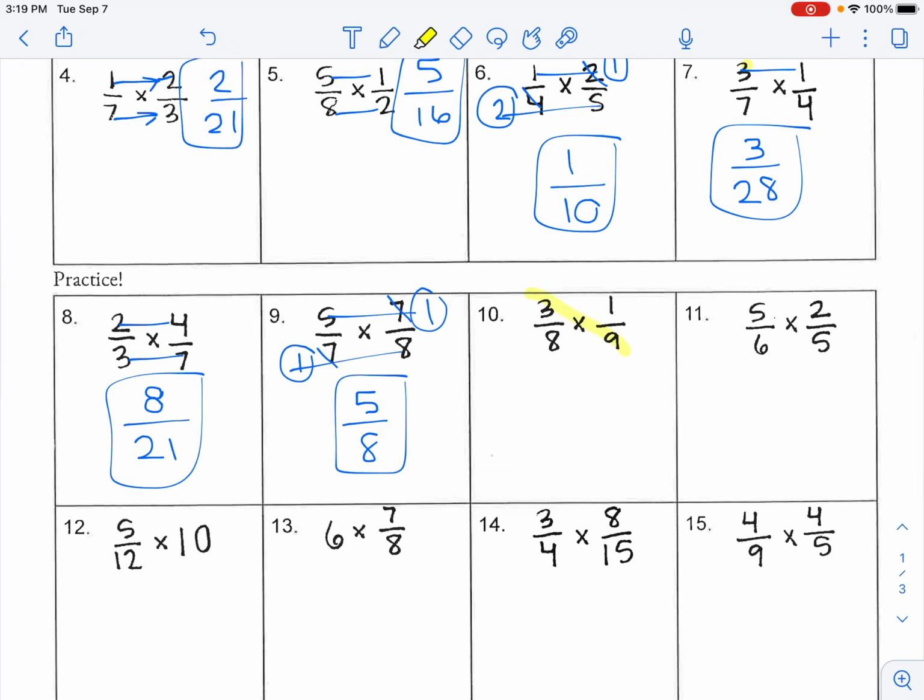Look at your 3 and 9. Can you divide 3 and 9? Yes. We're going to divide by 3. So 3 divided by 3 is 1. 9 divided by 3 is 3. Can we divide a 1 and an 8? No. Multiply 1 times 1. Multiply 8 times 3.